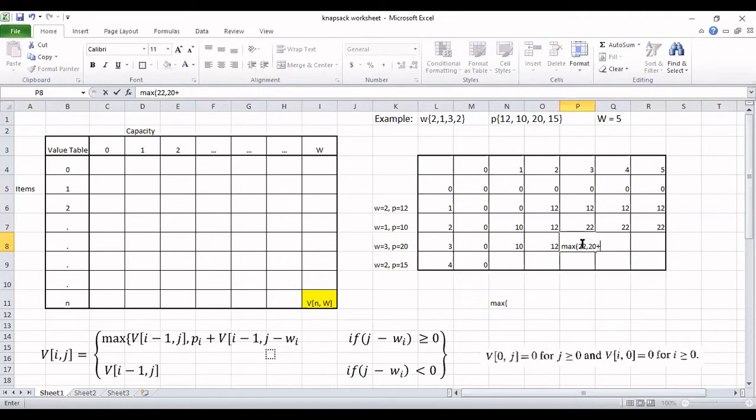V of I minus 1, J minus Wi, that is 0. The logical meaning is that the capacity of the knapsack is 3. Now in that capacity you reserve space for the third item, so you remove a weight of 3 completely. The leftover is 0. Therefore it is 20 plus 0. So what is the maximum here? 22.